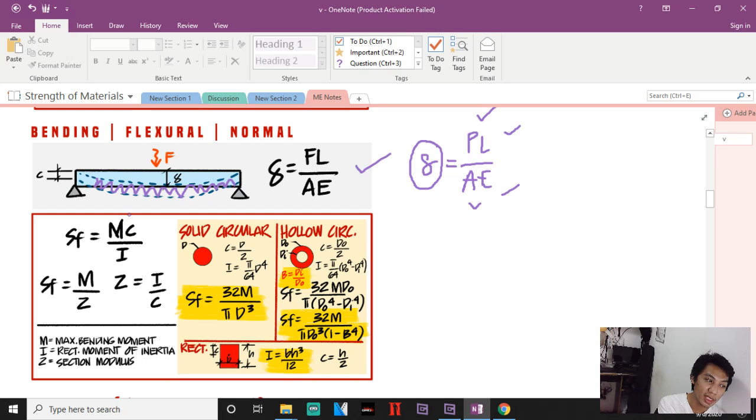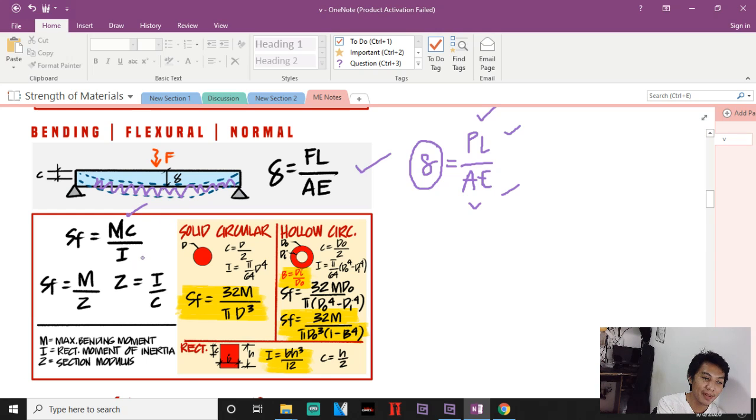Now, for your flexural stress, that is MC over I. Ano nga ba yung M? That is the bending moment. C is the, parang by formula, that is the, hindi ko maalala. So, C is, let me just check it my memory kung maalala ko siya. That is yung measurement nung iyong projected shape divide by 2 or the height divide by 2. Okay? C. Hindi ko lang maalala yung tawag.